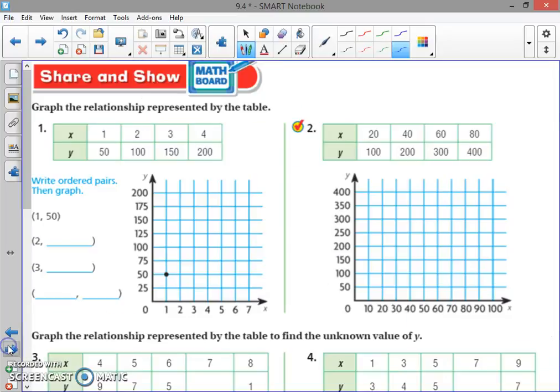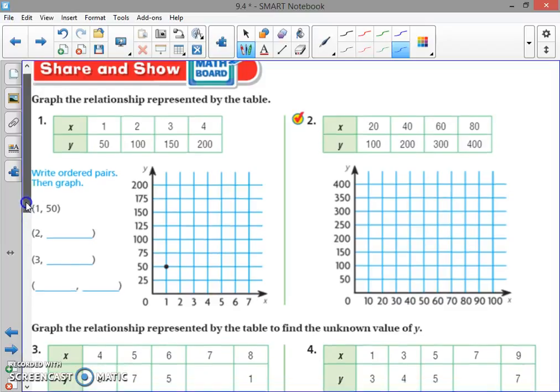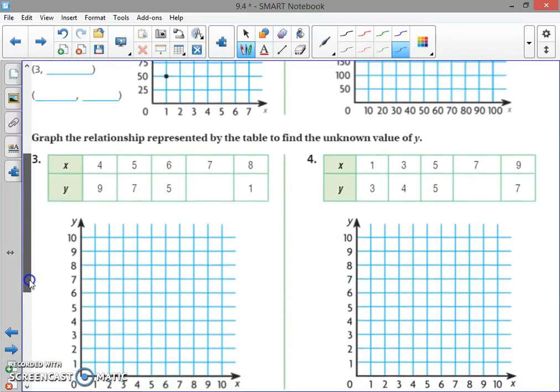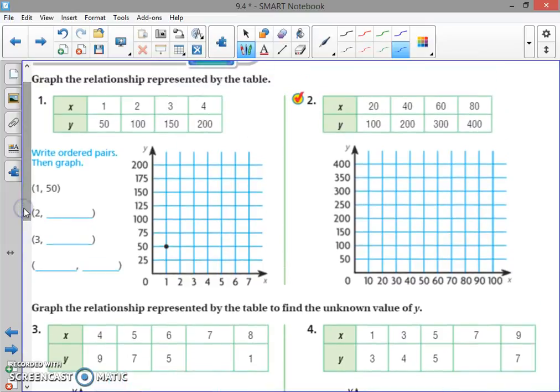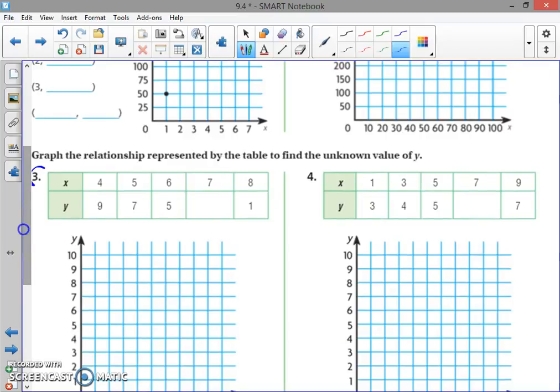All right, moving on to the next page. I would like you to do, please, number 1, number 2, number 3, and number 4, and we will go over these in the morning because I'm pretty confident you know how to graph X and Y. Remember, you go over for the X and up for the Y. So you'll do 1, 2, 3, and 4 on page 513, and we will check these in the morning. Okay, and remember to jot down any questions you may have.